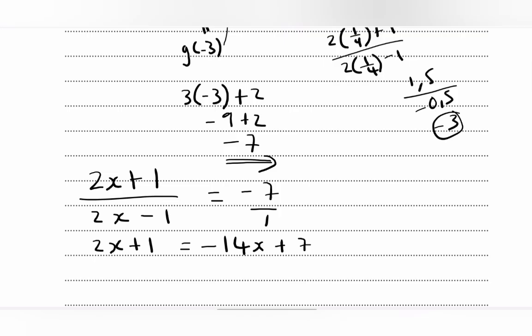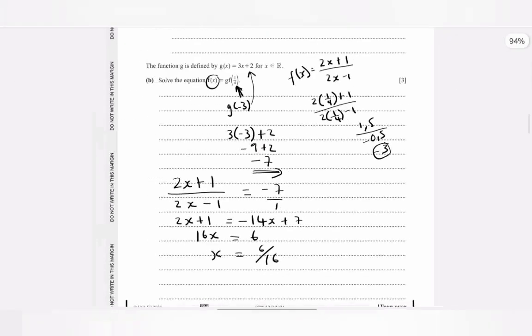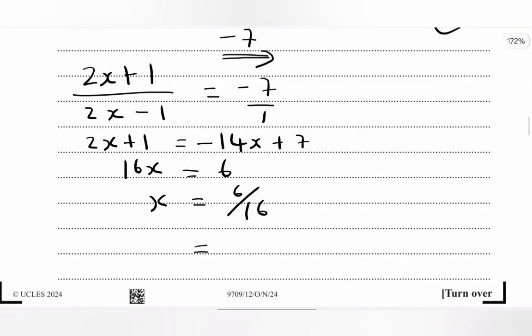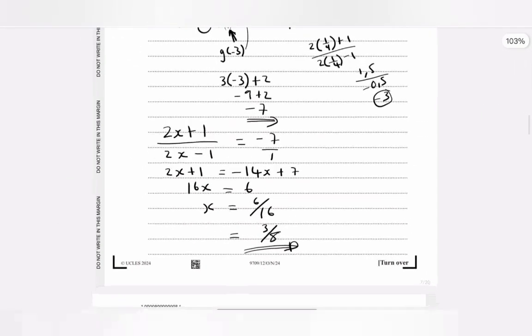And grouping like terms, we get 16x is equal to 7 minus 1, 6. And therefore our x will be 6 over 16. And we can simplify it by dividing by 2 to get 3 over 8. And that will be our answer.